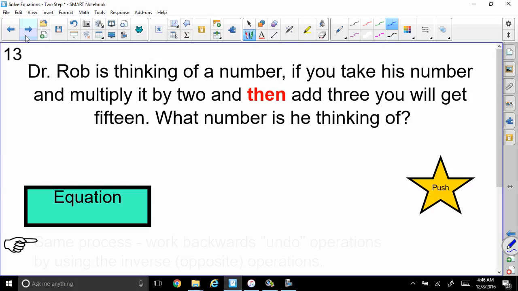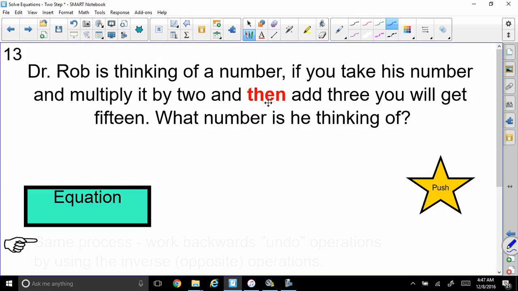So let's take it a step further. Dr. Rob is thinking of a number. If you take his number and multiply it by 2, and then add 3, you will get 15. Whoa, we got a lot of stuff going on here. What number is he thinking of?